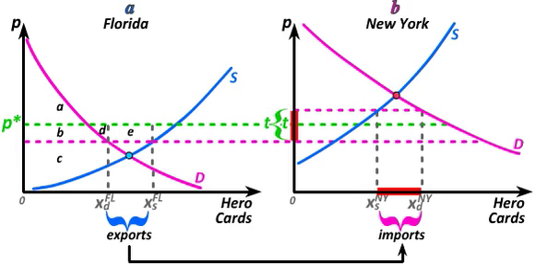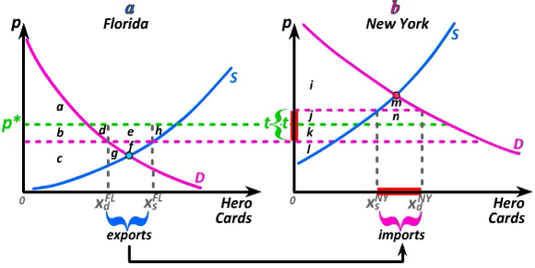Consumer surplus in Florida then increases from area A to area A plus B, and producer surplus in Florida decreases from the area B plus C plus D plus E plus F plus G plus H to just the area C plus F plus G. Florida consumers therefore gain B, while Florida producers lose B plus D plus E plus H.